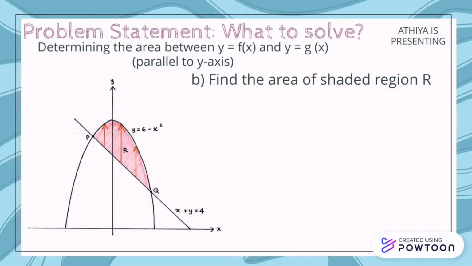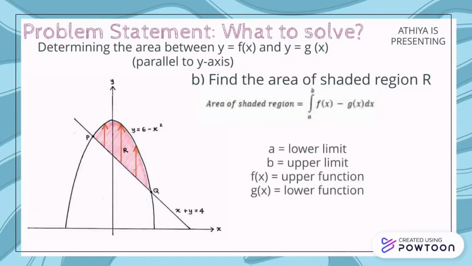For this method, the formula is the integral from a to b of f(x) minus g(x) dx. What are a, b, f(x), and g(x)? a equals the lower limit, b equals the upper limit, f(x) equals the upper function, and g(x) equals the lower function.